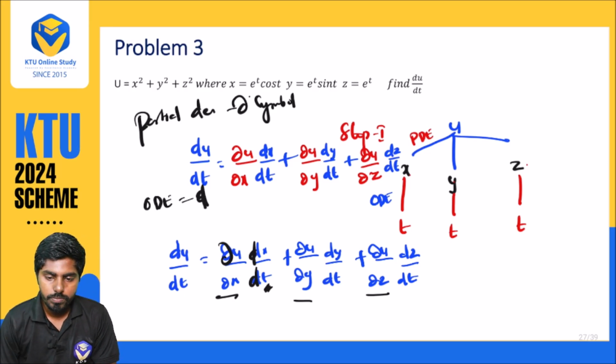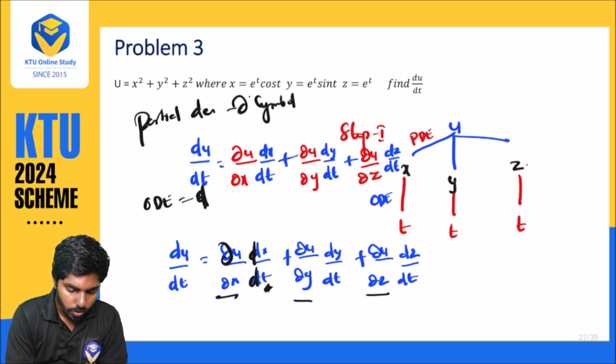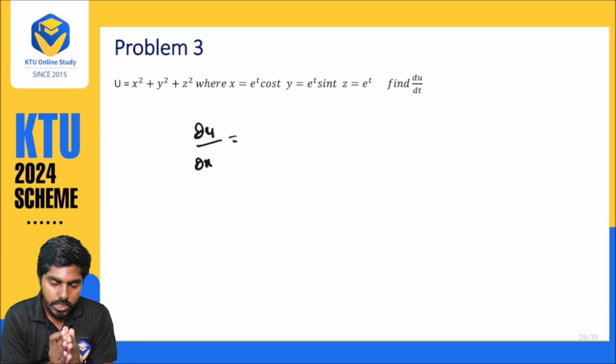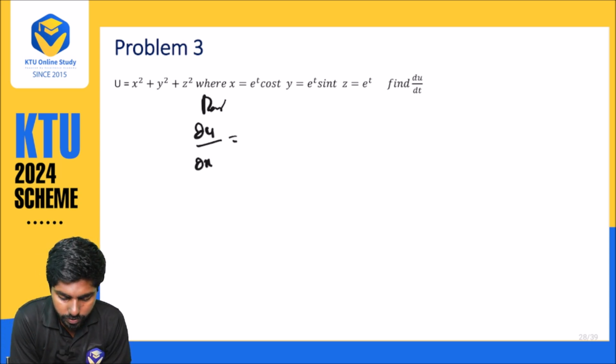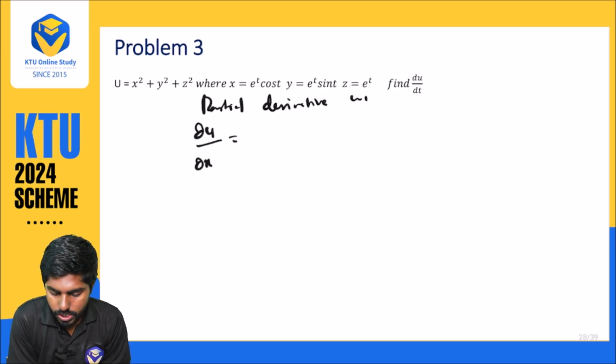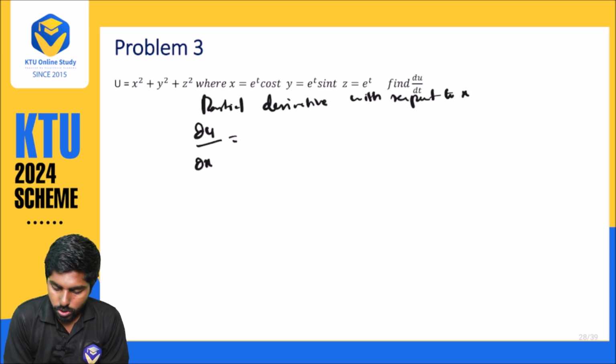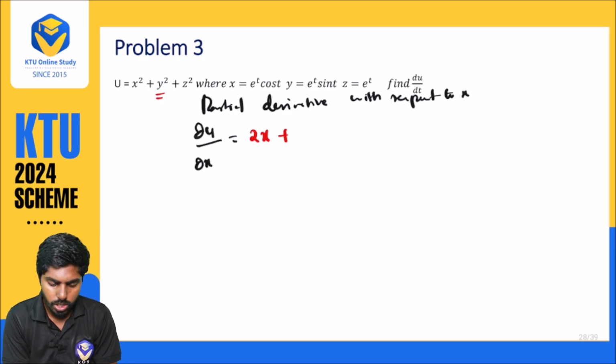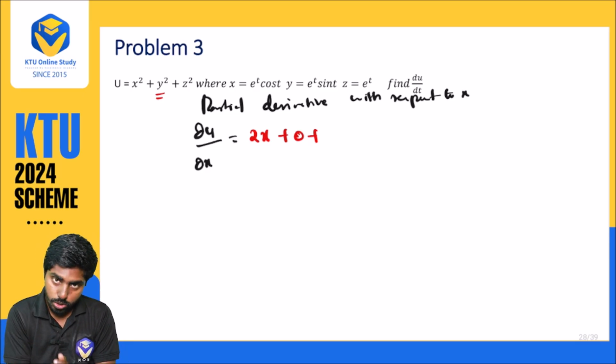Okay, so now we will identify the terms. What is dou u by dou x? Keeping the other terms constant, we take the partial derivative with respect to x. So this will become 2x plus, since y square is constant it will become 0, and z square is also constant so it will also become 0.